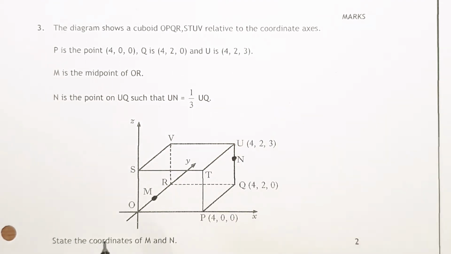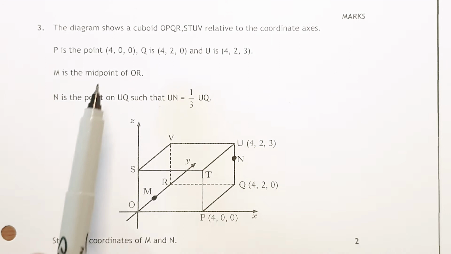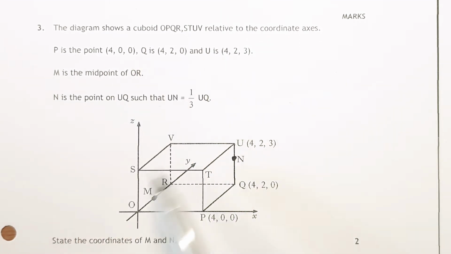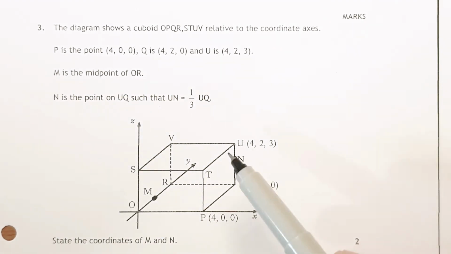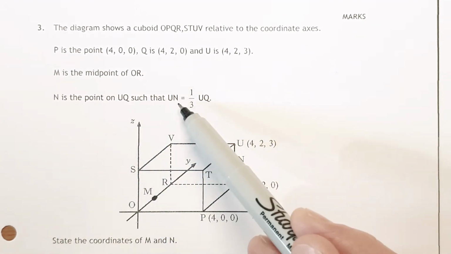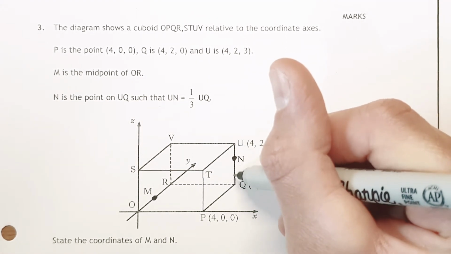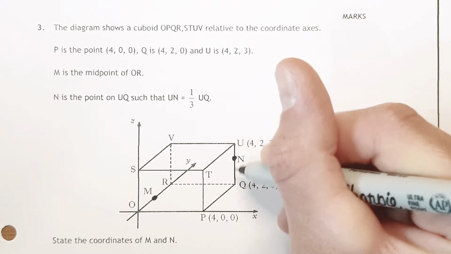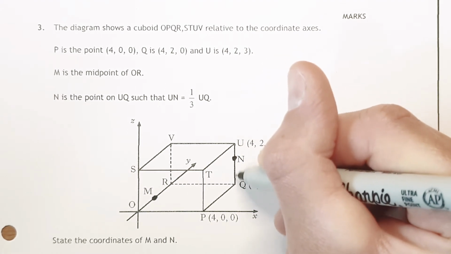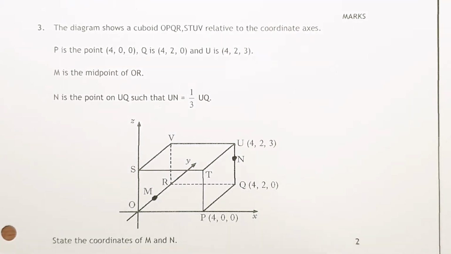So looking at the information, it gives us some of the various other coordinates. It tells us what P, Q and U are. They're already marked in the diagram, so that's not massively helpful. M is the midpoint of OR, so that is useful. And N is the point on UQ, such that UN is a third of UQ. So if that is 1/3, then that section there, NQ, would be 2/3. Okay, so we're going to use that information.